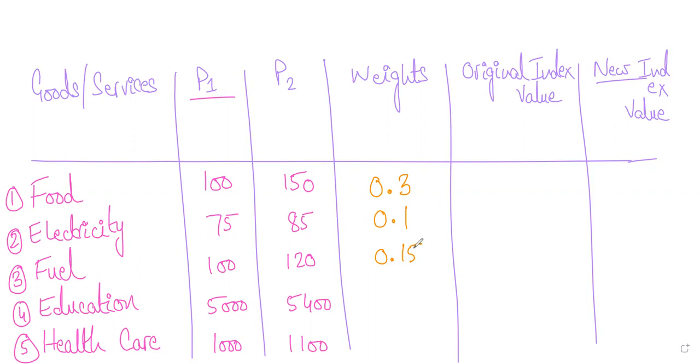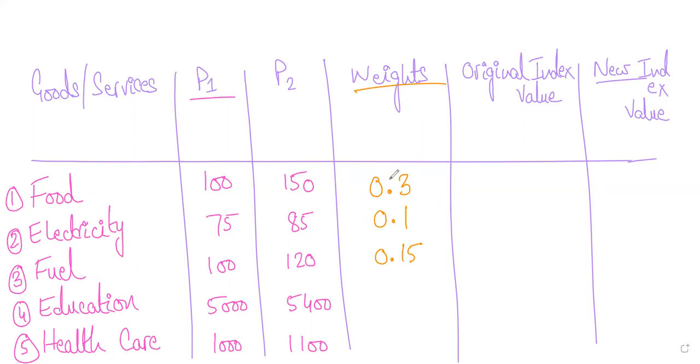Is it making sense or not? So the rule of assigning weights is obviously on the basis of importance. And how do we determine the importance of a product? We determine the importance of a product based on how much proportion of consumers' income a certain product takes.